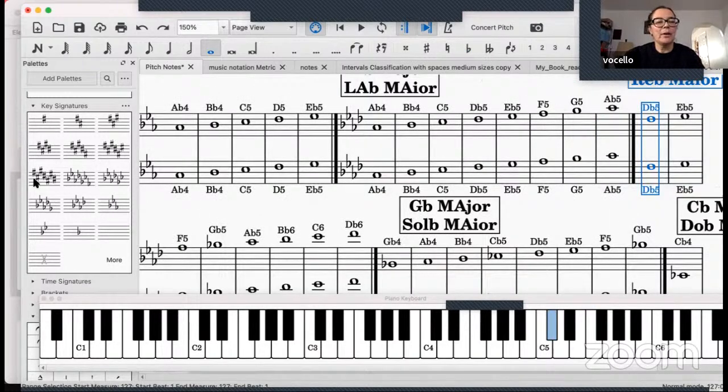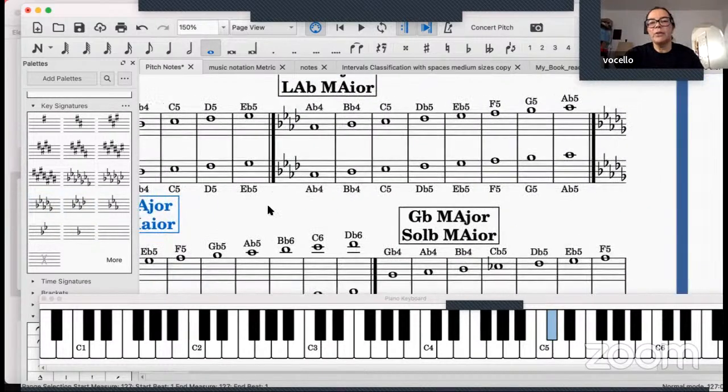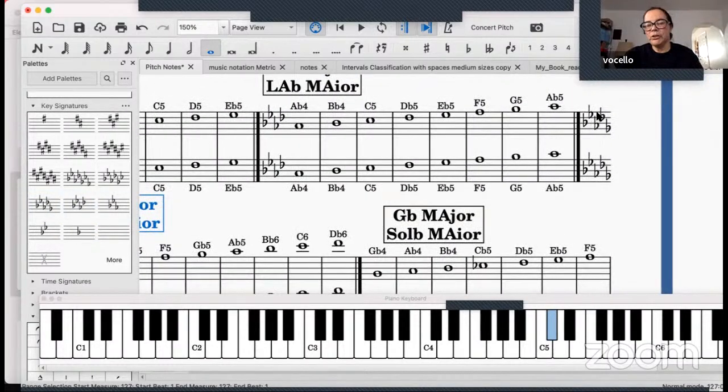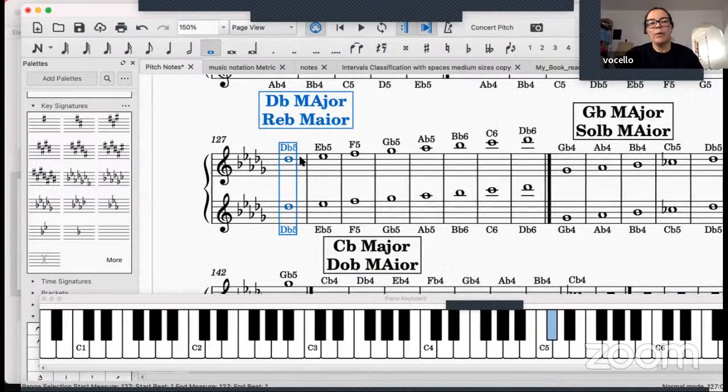And the key signature of D flat major, similar as so. That's the key signature: B, E, A, D, G flat. We have the key signature of D flat major. Let's play.